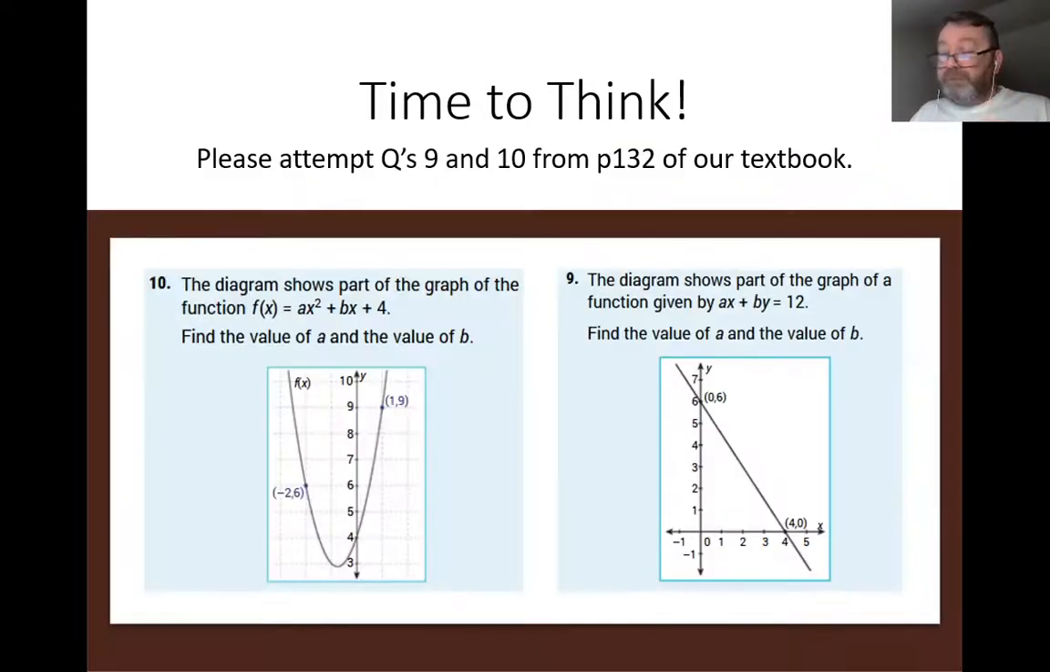Okay. So I'm going to leave you with these two. Question 9 and question 10 from page 132 of our textbook. I want you to do exactly the same thing as I just did in the previous question. Take a look at them. See if you can work out what the values of a and b are for both of them. And when we do that, we'll come back then to the next section of this function chapter.